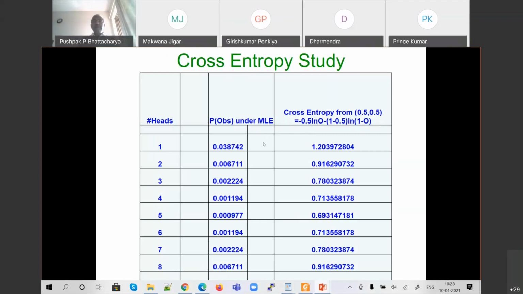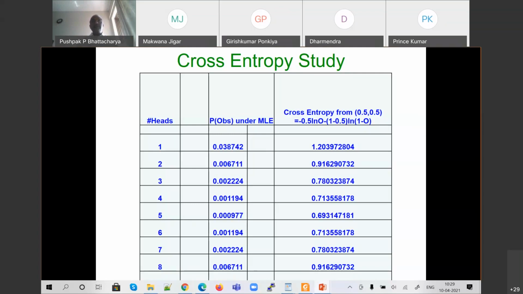Now observation is based on the number of heads, 1, 2, 3 up to 9. And I see that for 1, the cross entropy between 0.1, 0.9 and 0.5, 0.5 is 1.2. For k equal to 2, the cross entropy between 0.5, 0.5 and 0.2, 0.8 is 0.92. Then 0.78, 0.71. At 5, it becomes least, 0.69. Then the cross entropy increases again.